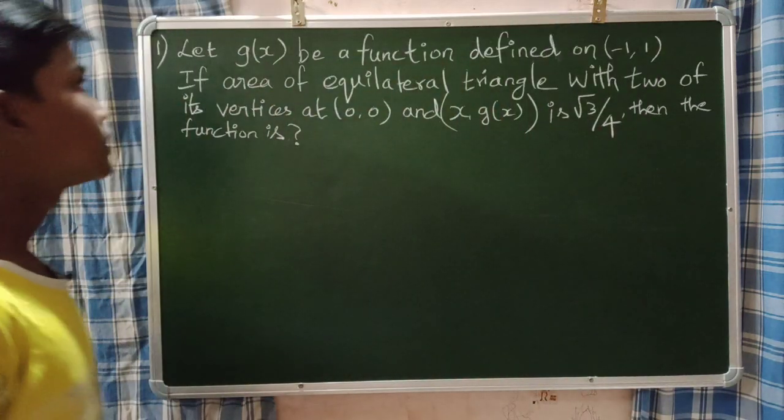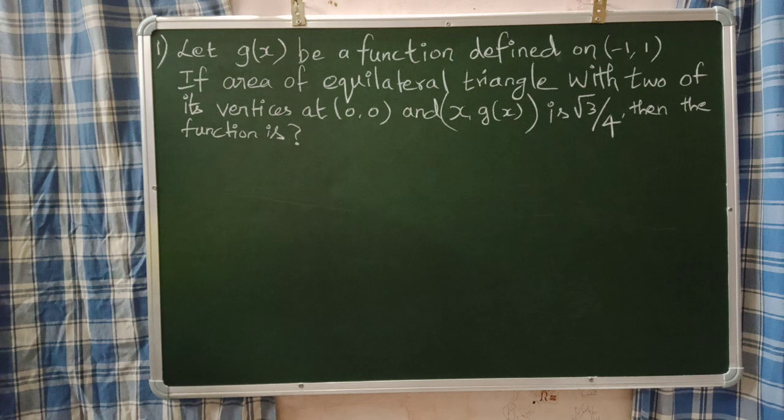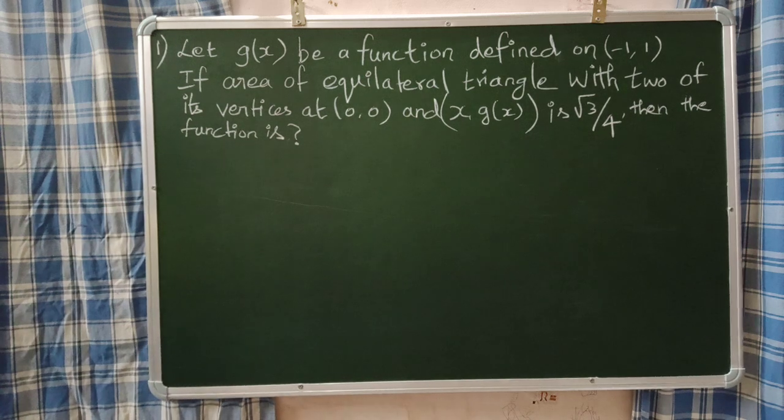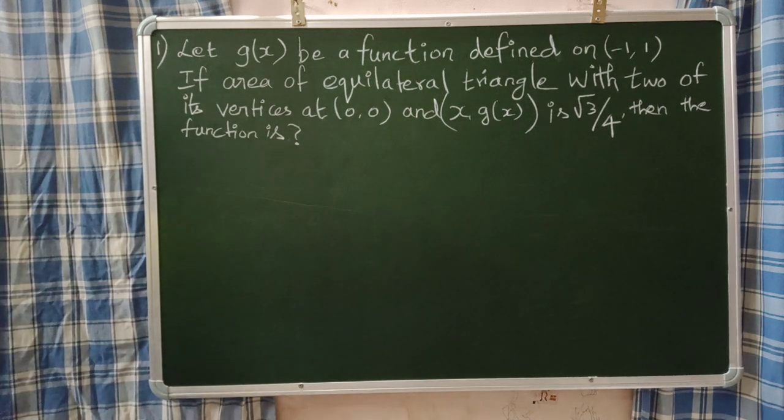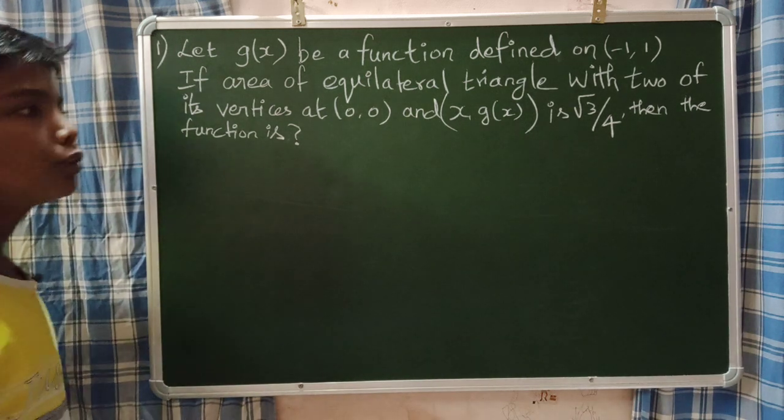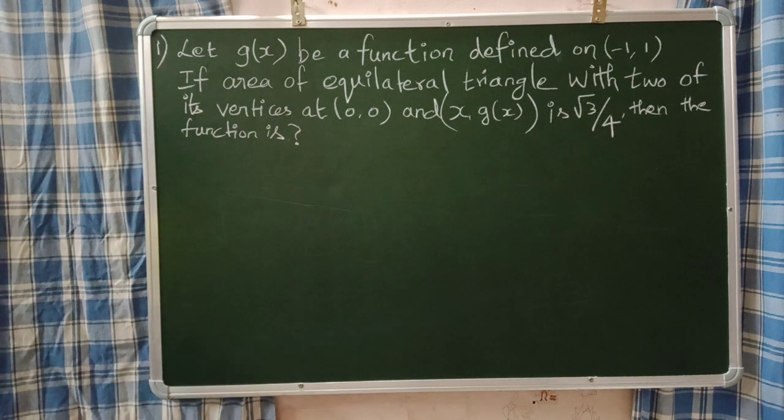Our first question is, let g of x be a function defined on minus 1 comma 1. If the area of an equilateral triangle with two of its vertices at 0 comma 0 and x comma g of x is root 3 by 4, then what is that function? That is what they are asking in the question.